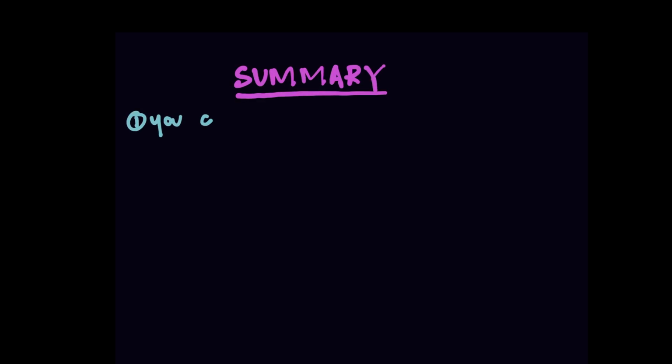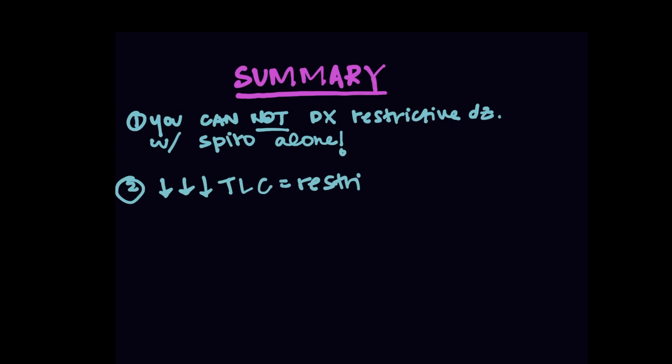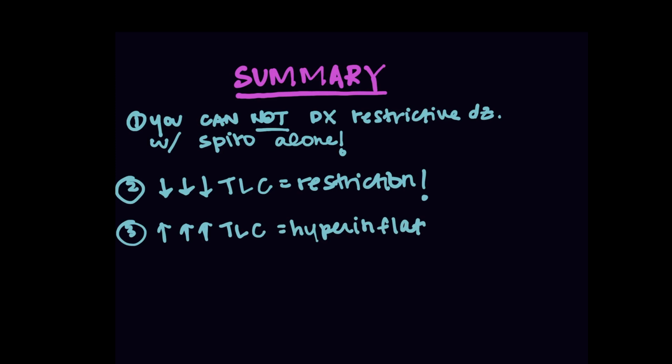So in summary, number one, just be clear that you cannot diagnose restrictive lung disease on spirometry alone. You definitely need the full lung volumes as we've described here. Number two, just remember restrictive disease is defined by a decrease in the TLC, the total lung capacity. Number three, remember if you have an increased TLC, then that is suggestive of hyperinflation, which is related to disease like asthma and COPD.